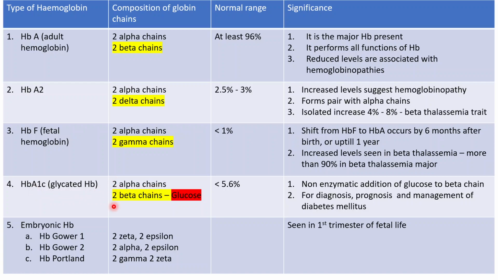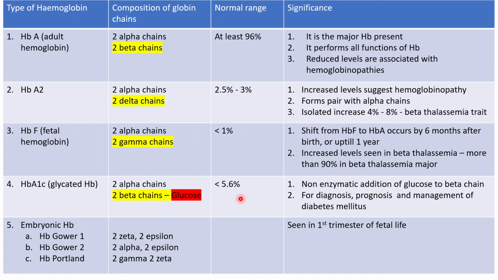It consists of 2 alpha chains and 2 beta chains. However, to this beta chain, glucose has been added. Glucose binds irreversibly, so this becomes a glycated hemoglobin. And its normal range is less than 5.6%.